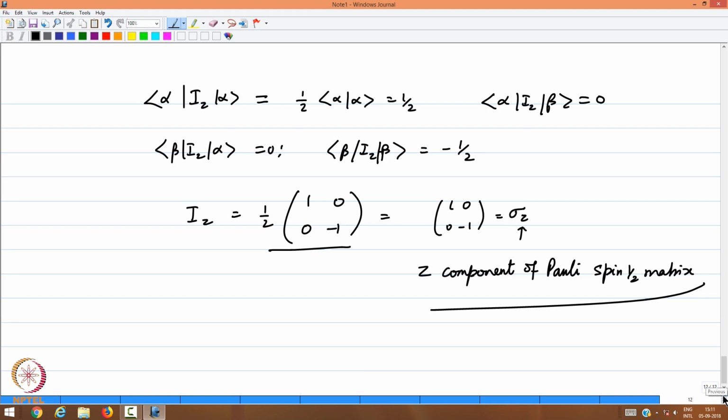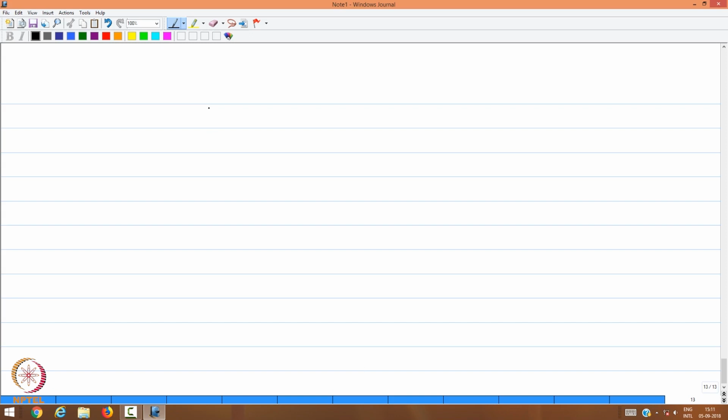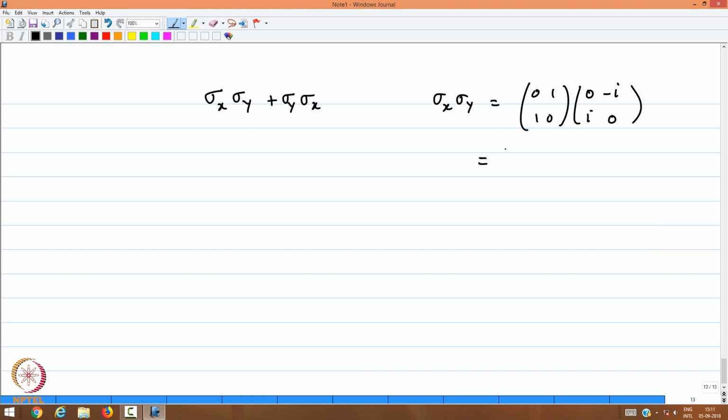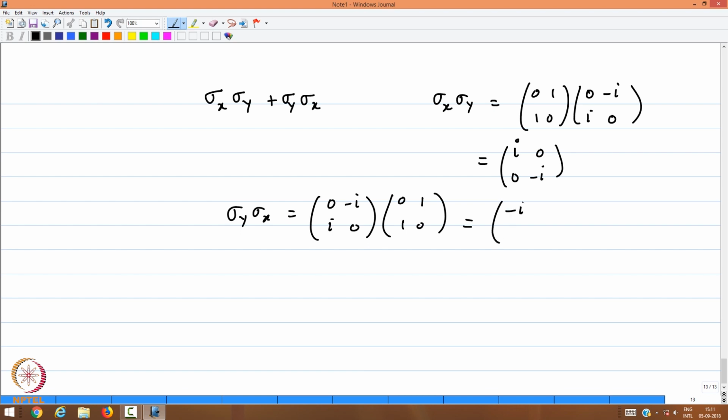Okay. Now to close this lecture, you recall in one of the earlier problems we were looking at sigma x sigma y plus sigma y sigma x. Sigma x is just a matrix, 0 1 1 0, and sigma y is 0 minus I I 0. The product sigma x sigma y is I 0 0 minus I, and the product sigma y sigma x is minus I 0 0 plus I.